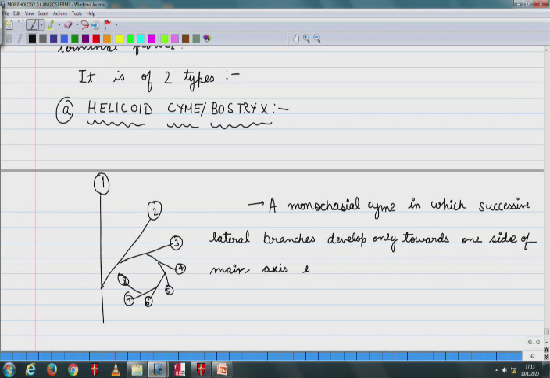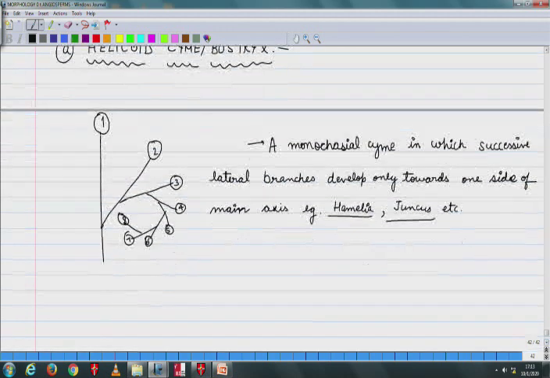Example, Hamelia, Juncus, etc. This is helicoid cyme. Then there is one more, scorpioid cyme. Like a scorpion. One step this way, other step this way. One step this way, other step this way. So here only one side was there.